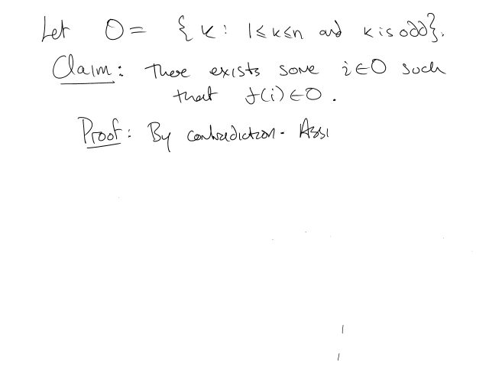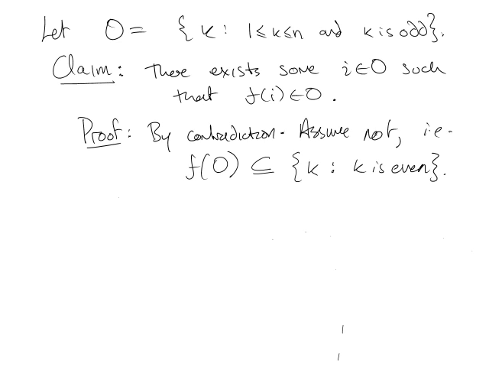So assume not. And what does that mean? Well, that means that everybody in the set of odd integers gets mapped to an even integer. So assume the set f of O is contained in the set K such that K is even.